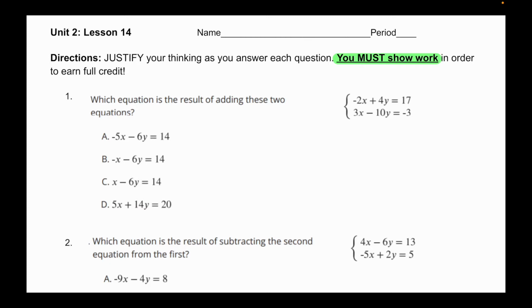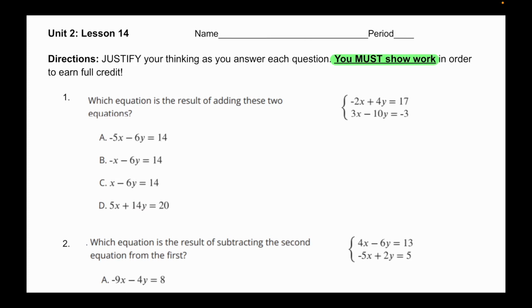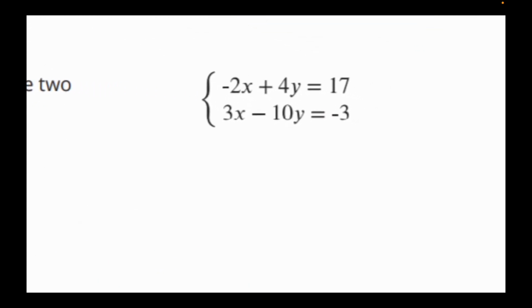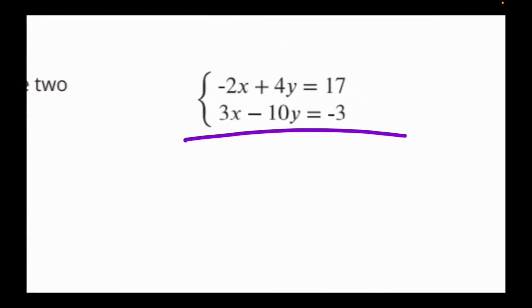Okay, so first we're going to add two equations. So we want to find the result of that. So let's zoom in here. We're going to take this piece and we're going to add these together. So what do we get when we add straight down?